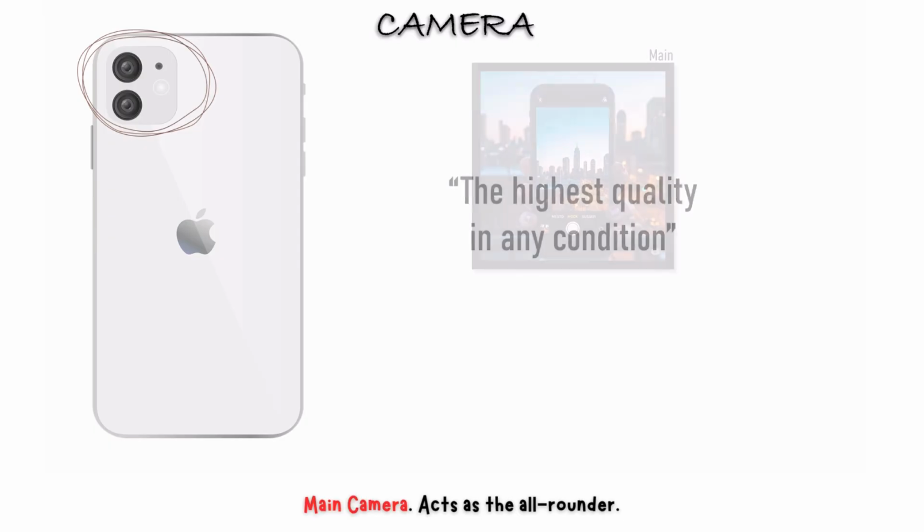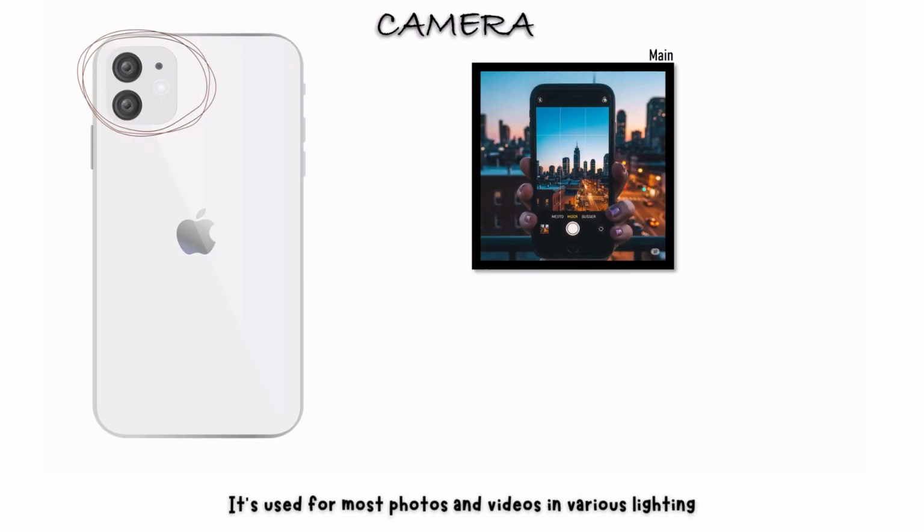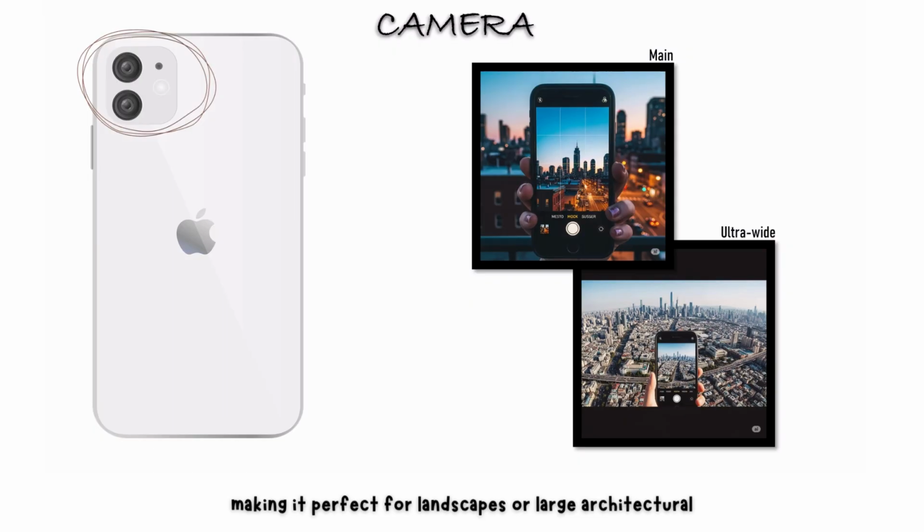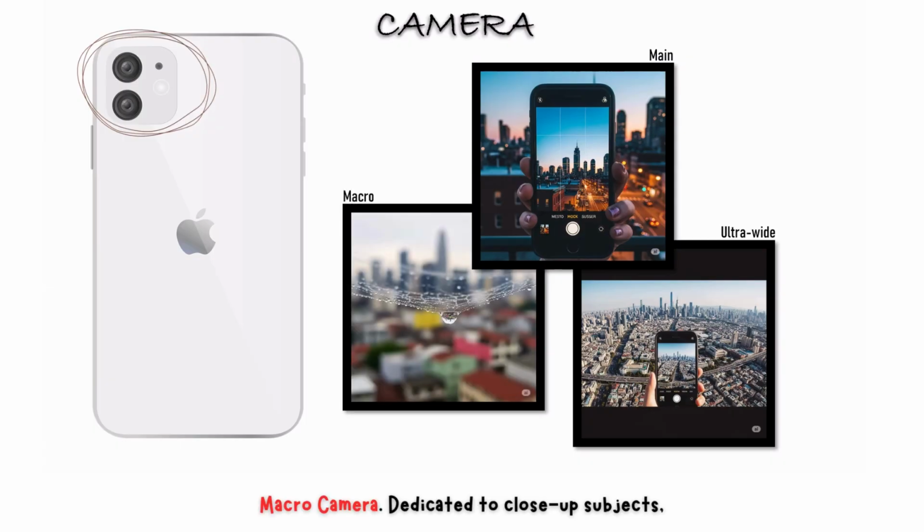Main camera acts as the all-rounder. It's used for most photos and videos in various lighting conditions. Ultra-wide camera allows you to capture a much wider portion of the scene, making it perfect for landscapes or large architectural structures. Macro camera, dedicated to close-up subjects. It can capture incredibly tiny details with impressive clarity.